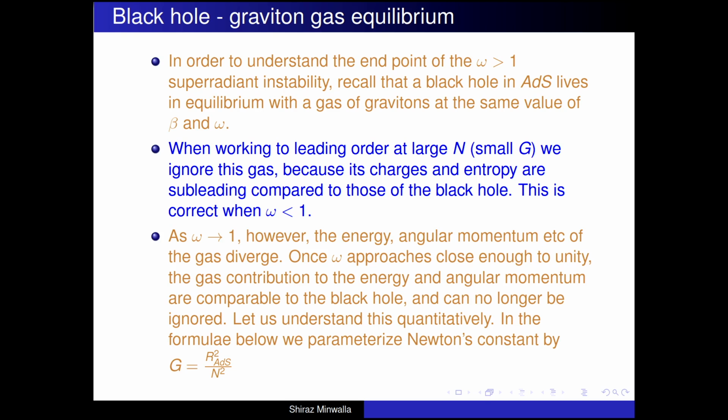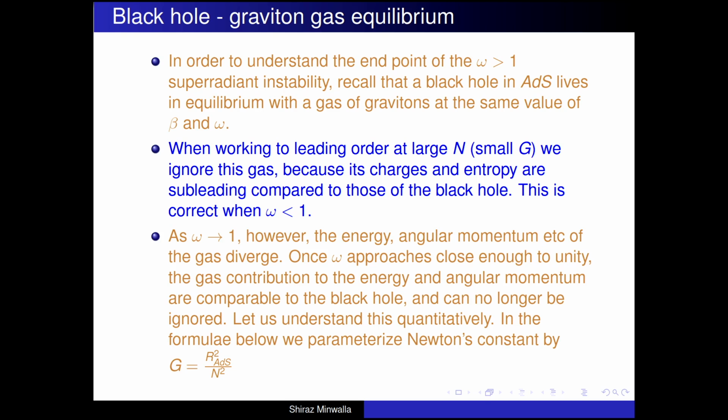Let's remember that if you've got a black hole in ADS, it's in equilibrium with a gas. This equilibrium is a dynamical equilibrium. The black hole is constantly emitting Hawking radiation. The gas is constantly falling into the black hole. It reaches some sort of equilibrium. So the charge resides part in the black hole and part in the gas.